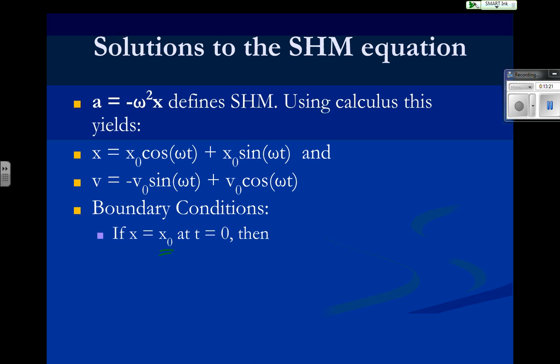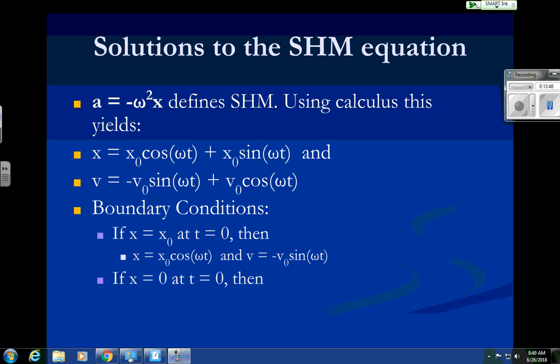So if the object is at its maximum displacement when we started our stopwatch, then you end up with these two equations, where the position is a cosine function and the velocity is a sine function. It turns out if we started our stopwatch when the object is at its maximum displacement, this goes away and this goes away, and here are our equations, okay? We'll look at that graphically and see why that is in just a second as well.